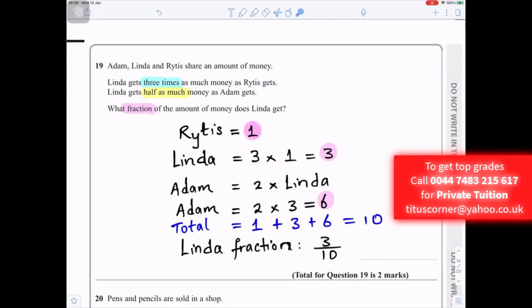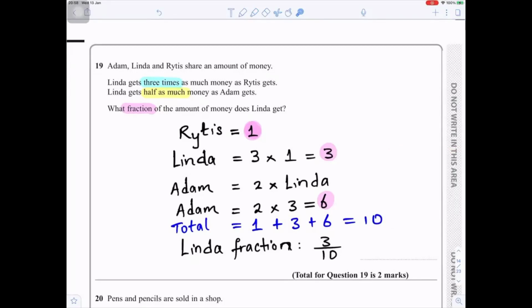But what does Adam get? It tells us that Linda gets half as much as Adam. So whatever Linda gets, we double it. That is what Adam will get. So if Linda gets £3, we double it. That means Adam will get 6.